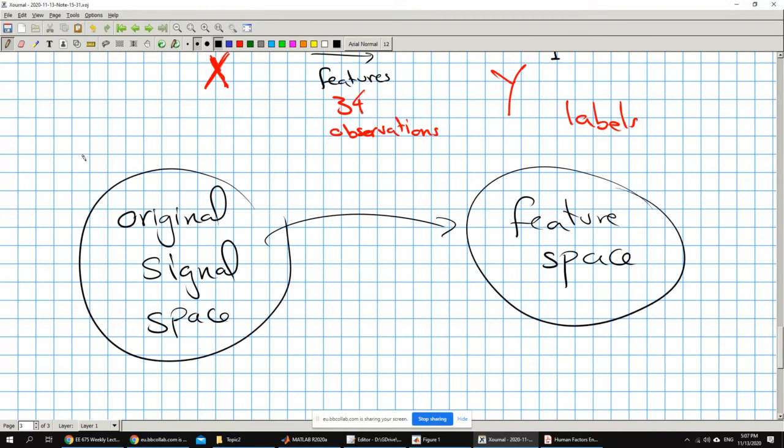Meaning that here we had 128 cases, each one of them has 1080 points. I converted that to a feature space that has 128 cases times 34 features. The smaller the number of features, and the more useful and representative the features you use, the better the classification will be.